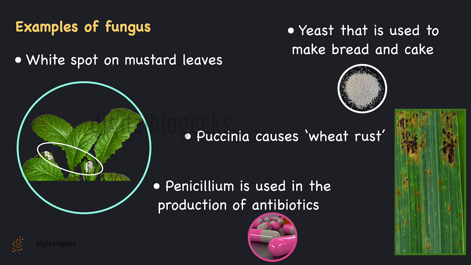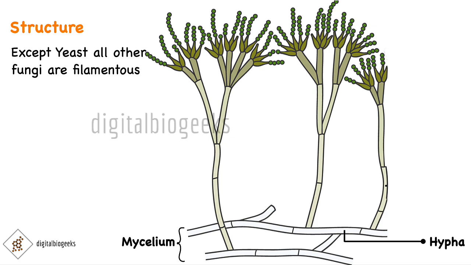Now let's see the structure of fungi. Except yeast cells, which are unicellular, all the other fungi are filamentous. See here, their body consists of long, slender, thread-like structures. They are called hypha. A group of hyphae is called mycelium.